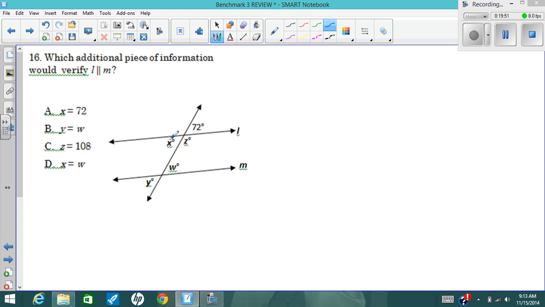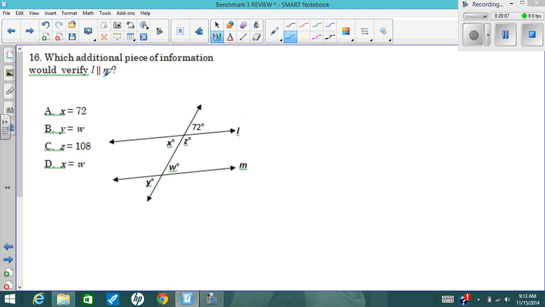So those were the review problems. These next few problems are the new stuff, the parallel lines problems. Here we want to know which information would verify that L is parallel to M.